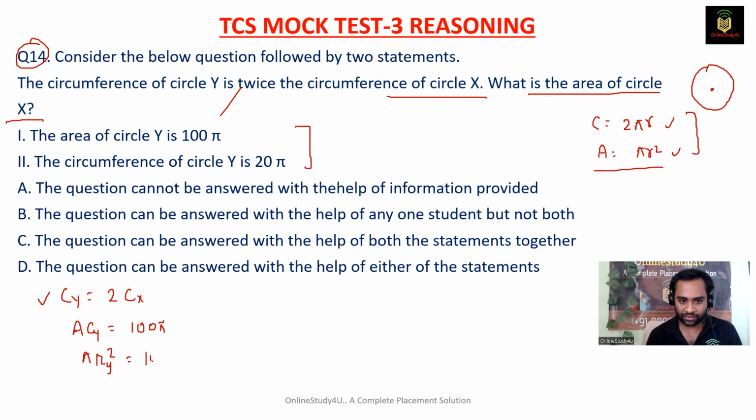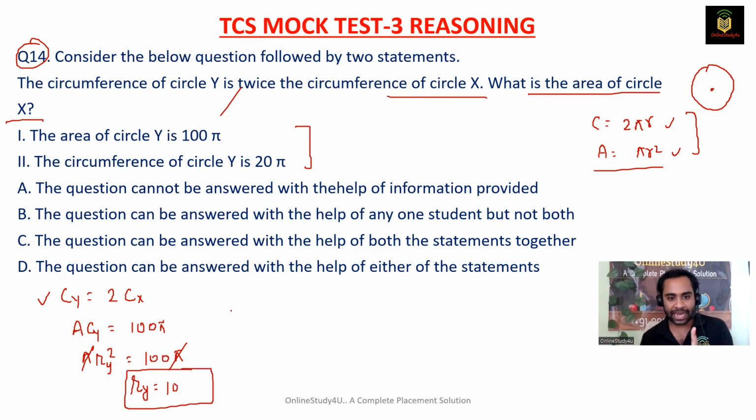Pi r square is equal to 100 pi. Okay, now pi and pi will get cancelled. So what will be the radius? The radius will become 10. So we now know the radius of circle y. Okay, fine.